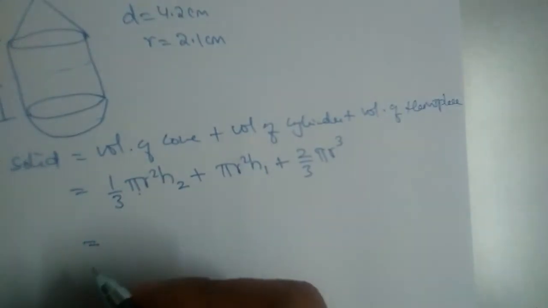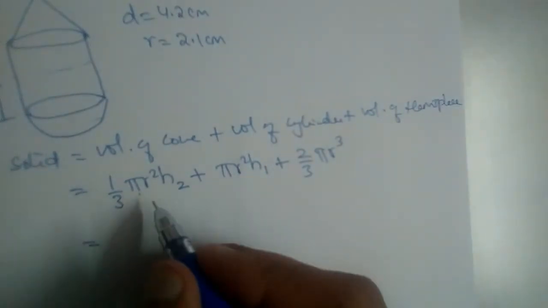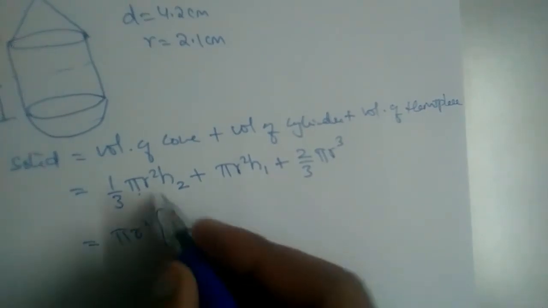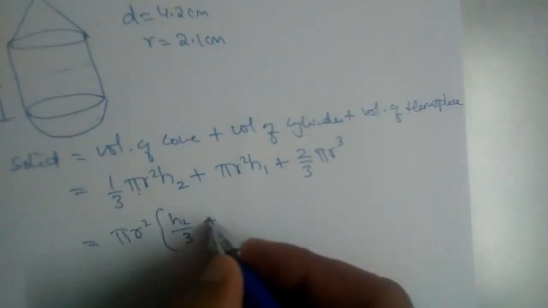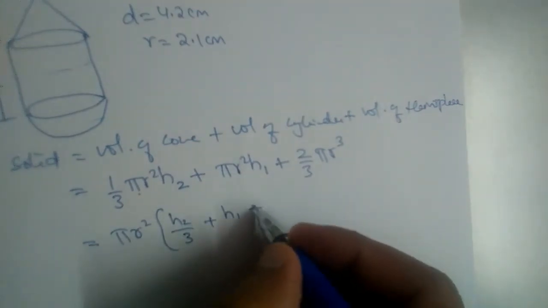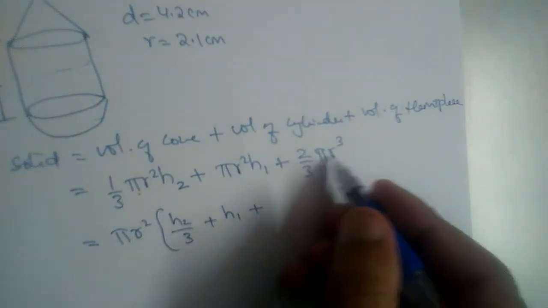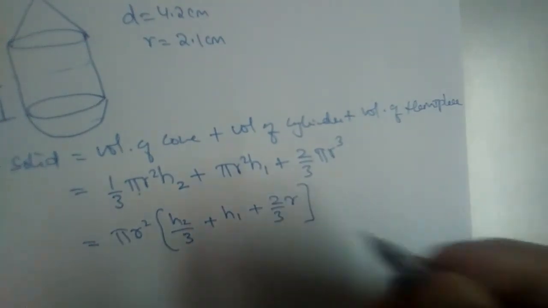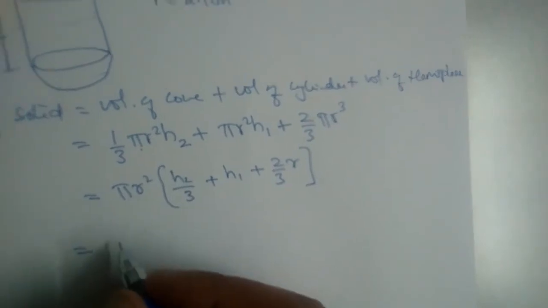Okay, so what can we take common from here? Pi r square. If we take pi r square common, h2 by 3 will be left, here h1 will be left, and here, with pi r square common, 1 r will be left and 2 by 3, so 2 by 3 into r.